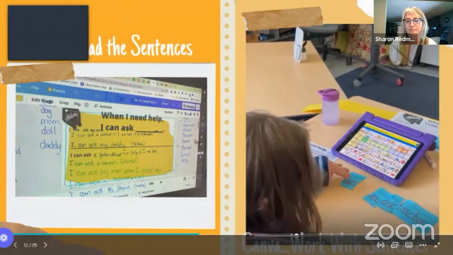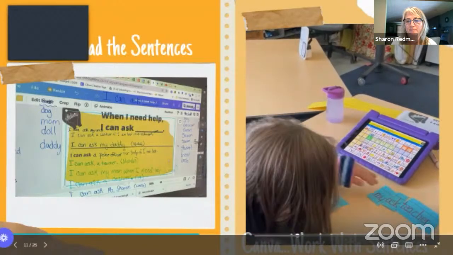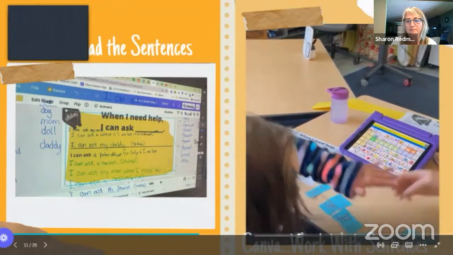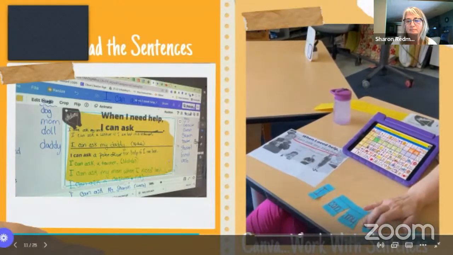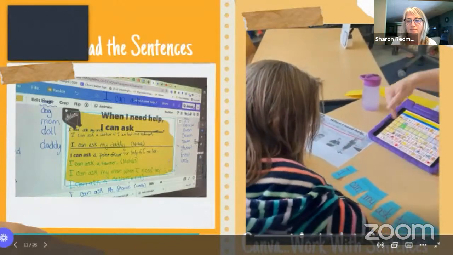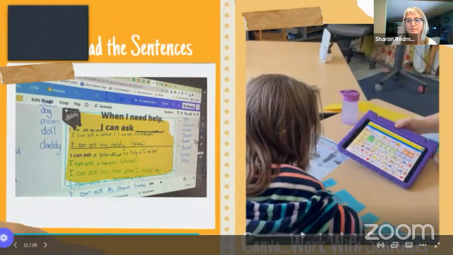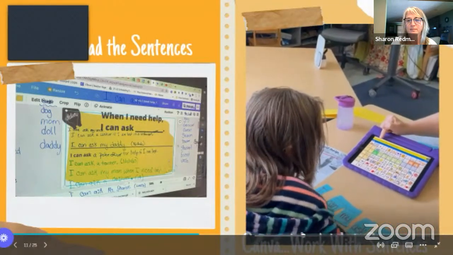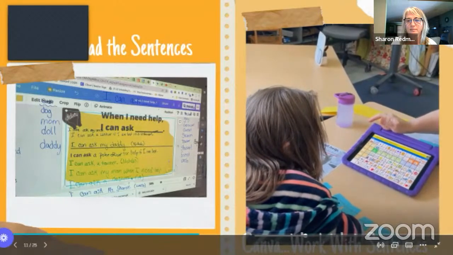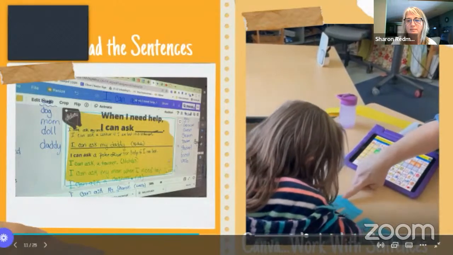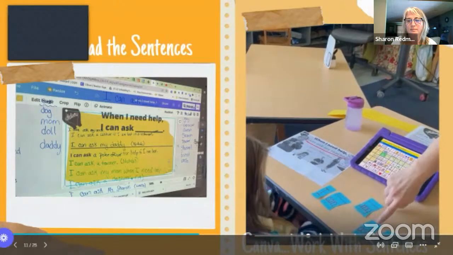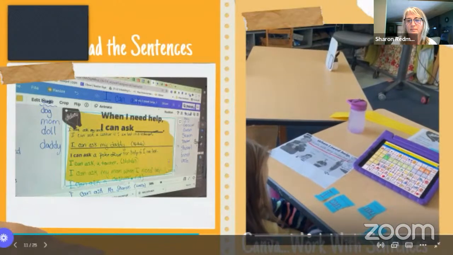Can, my, ex-teacher. Great. Well, let's look at that. I like how you really were thinking about what you could do. Now remember, we want it to be the sentence you wrote here. We're practicing building it. Let's listen. I can ask my teacher. Let's see if that's what you did. I can my ask teacher.